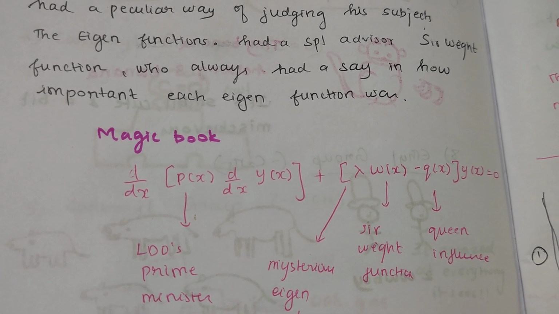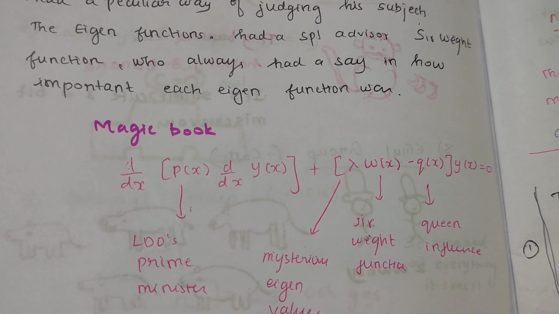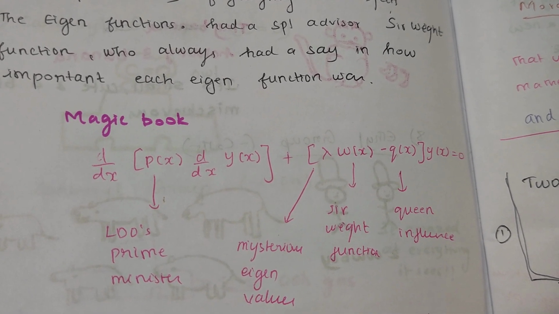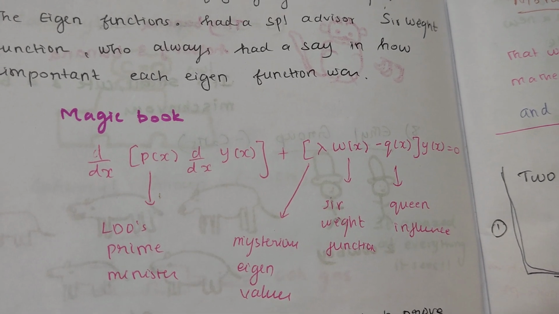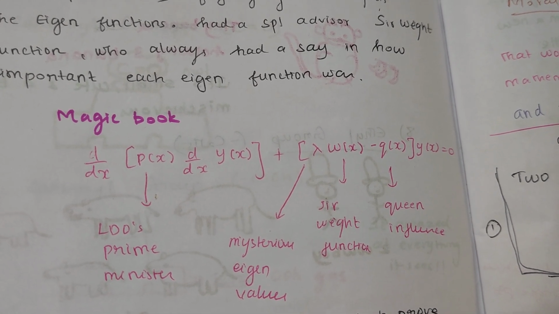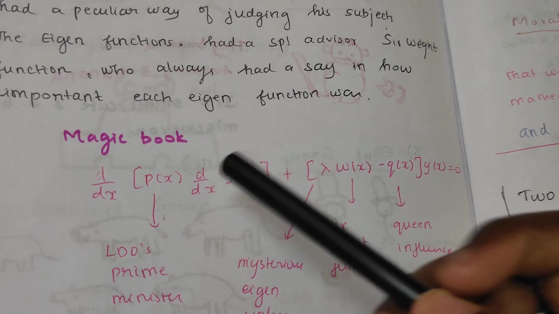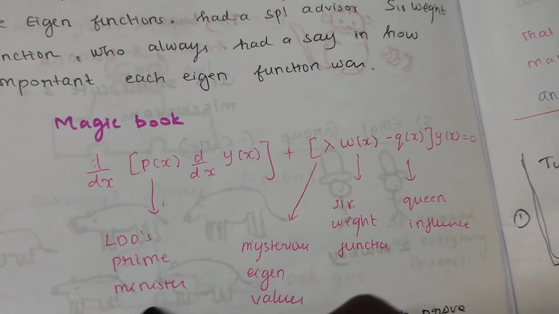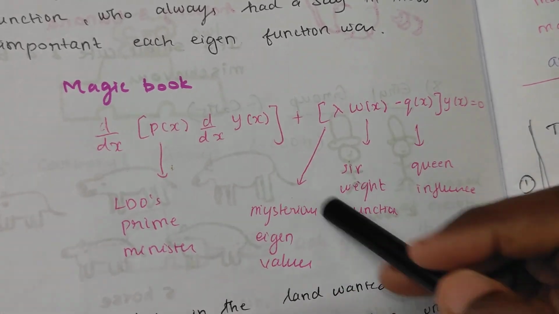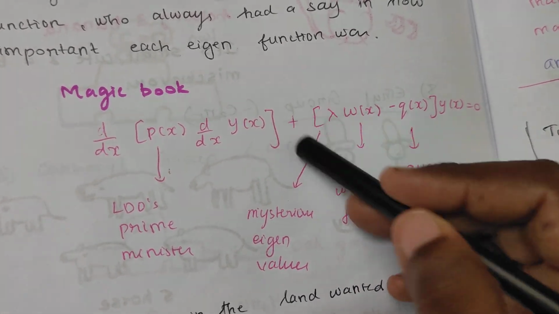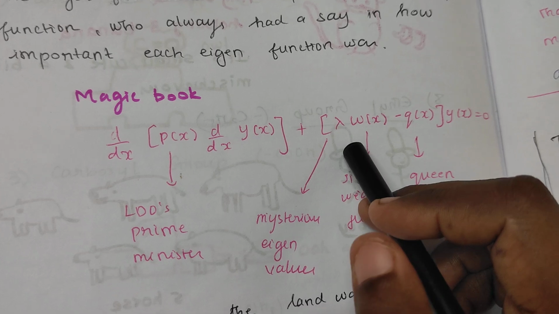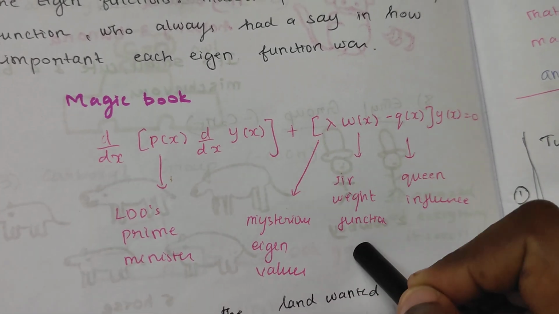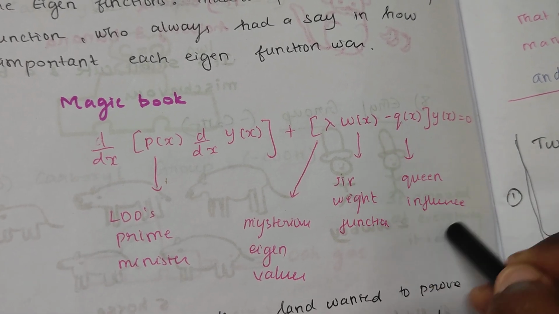So the magic book states that d/dx of p(x) times dy/dx plus lambda times w(x) times y(x) minus q(x) times y(x) is equal to 0. Here p(x) is the Lord differential operator's prime minister. Lambda is a mysterious eigenvalue. We have to find what eigenvalue will satisfy this equation. And w(x) is a surrogate weight function, q(x) is a Queen's influence.